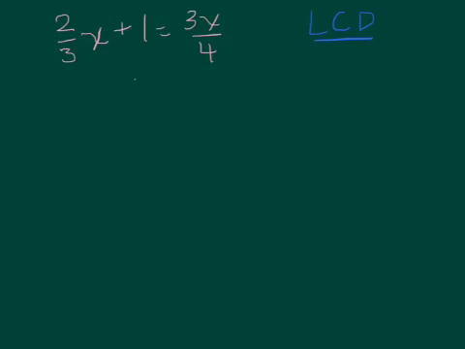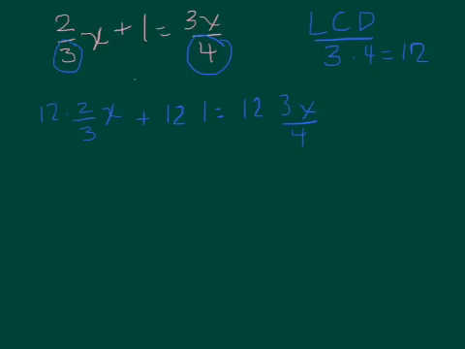Let's take a look at another simple example. We've got 2/3 x plus 1 equals 3x over 4. Our lowest common denominator is 3 times 4, which is 12. So we're going to multiply each expression in this equation by 12. So I have 12 times 2/3 x plus 12 times 1 equals 12 times 3x over 4.